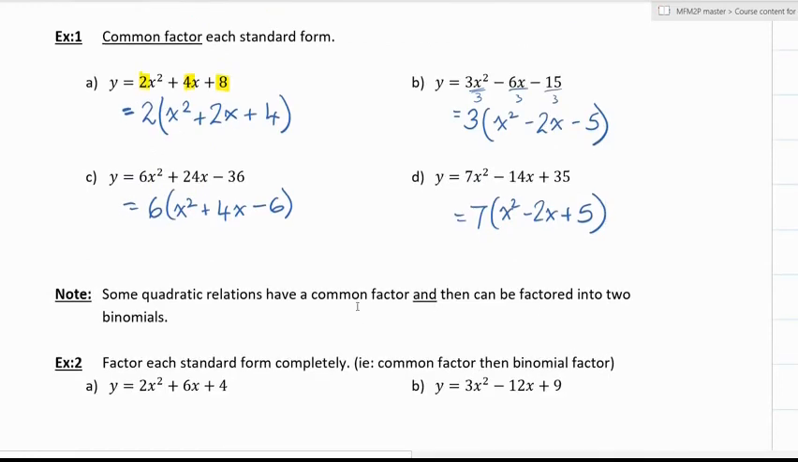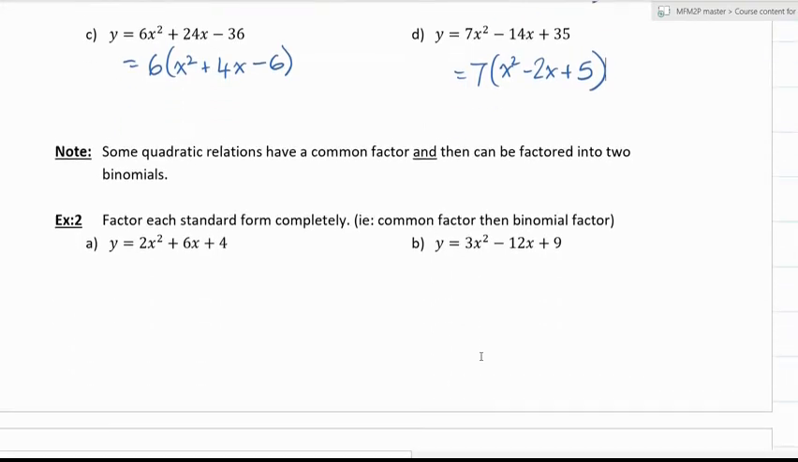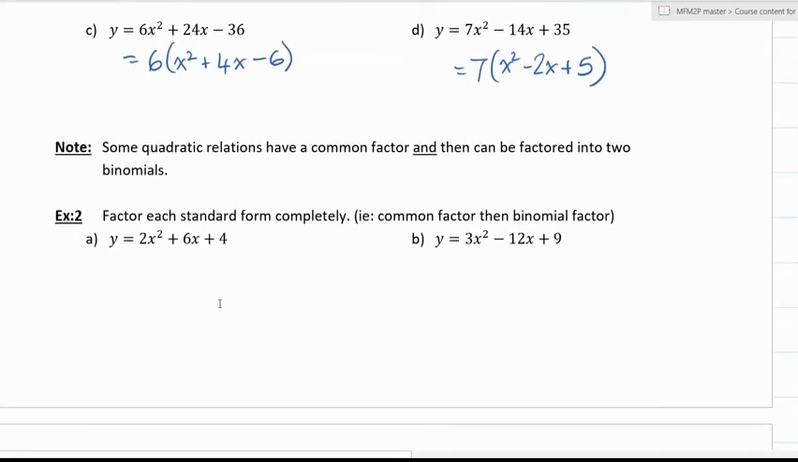Some quadratic relations have a common factor, and then we can factor them into two binomials like we did a couple of days ago. So now it's important that you're reading the question properly and completely. Factor each standard form completely, i.e. common factor, then binomial factor. So let's start out how we started just above, looking for something common between these three terms, which would be a number 2. And let's extract this out of there.